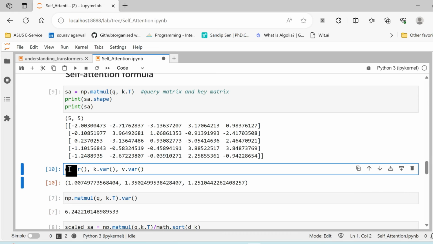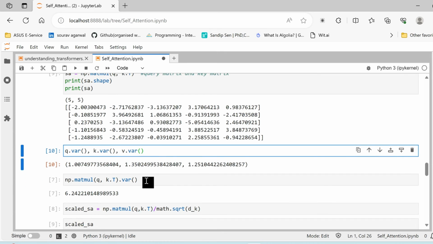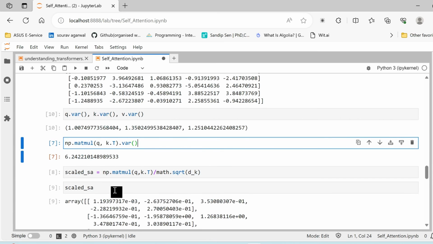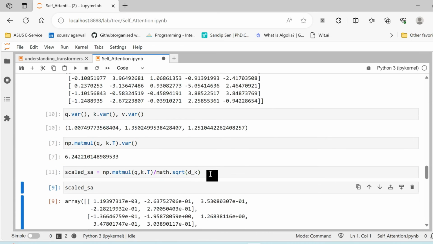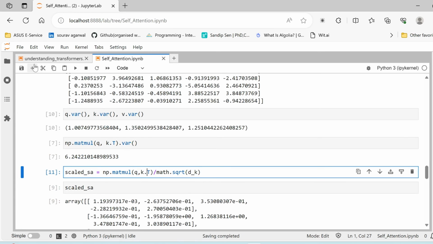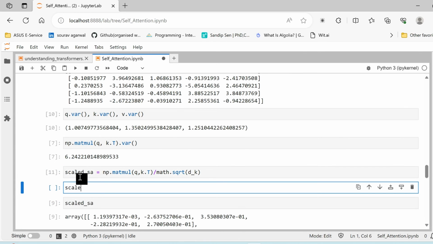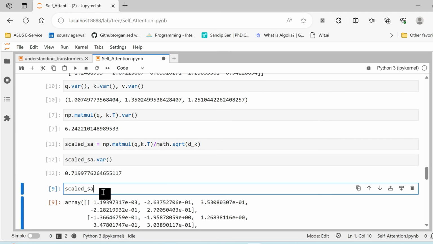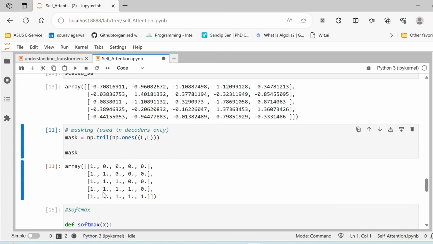Let me show you the variance. The variance of the Q matrix and K matrix is nearly 1.35, and the variance of the V matrix is 1.25. However, the variance of the matrix multiplication of Q and K transpose is 6.24, which is much higher in scale, and therefore we rescale using root of DK to bring them to the same scale. Looking at the scaled SA variance, it is nearly in the same range now. That is why scaling is important.